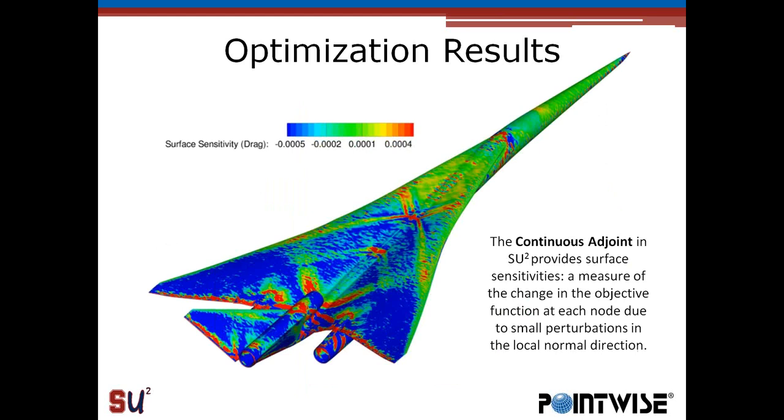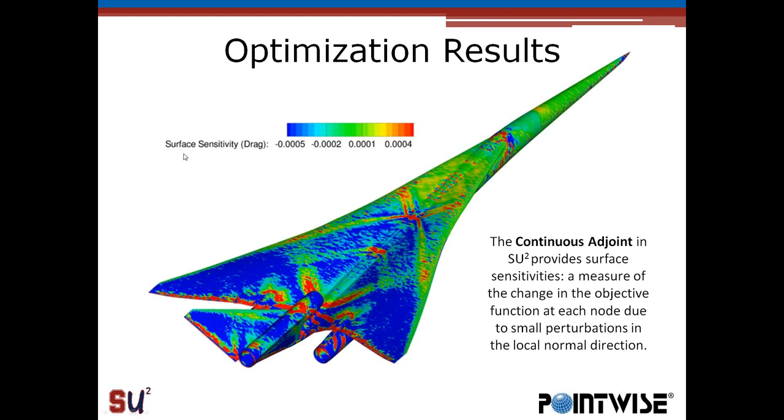To spend another moment, if we talk about the continuous adjoint and what that is going to provide for you. Each time the shape optimization process requires gradients, it's going to call the continuous adjoint functionality in SU2. And when it solves the continuous adjoint PDEs, the result is something that we call the surface sensitivity. This is a measure of the change in the objective function at each node on the surface due to small perturbations in the local normal direction.